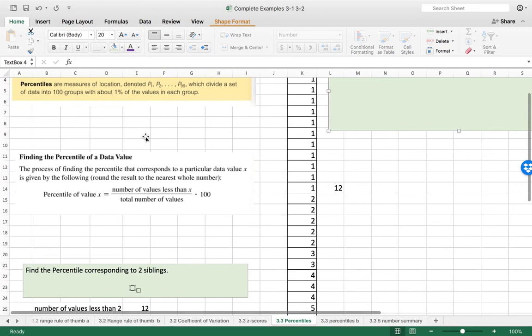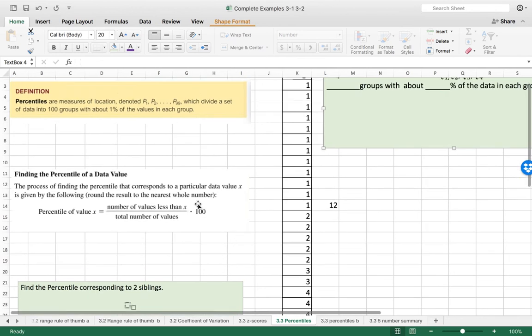If you want to find the percentile for a particular data value, you just find a percent. It is the number of values less than the data value x divided by the total number of values times 100, and that gives you the percent.